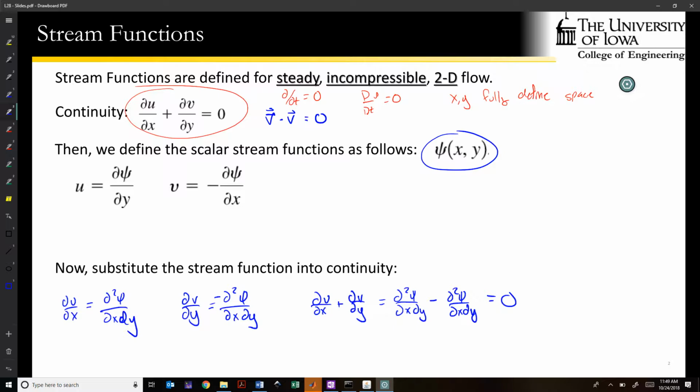Okay. Now what's the advantage of this? Well, really just one, and that's that if we were given a flow and we were told, find u and v, we've got 2 unknowns. If we say, find a stream function that defines u and v, we have 1 unknown. So this is a tool that we use to simplify the number of unknowns we have in a flow.